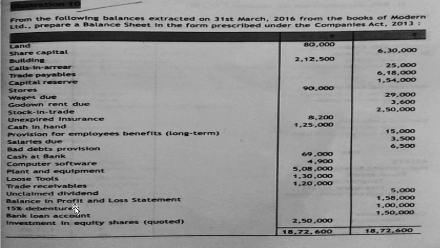Balance in profit and loss statement, which has a credit balance, is nothing but your profit. 15% debentures is your long-term borrowings. Bank loan account is also your borrowings. Next, investment in equity shares will come under your non-current investments. So we will go according to the working notes first and then prepare our balance sheet.